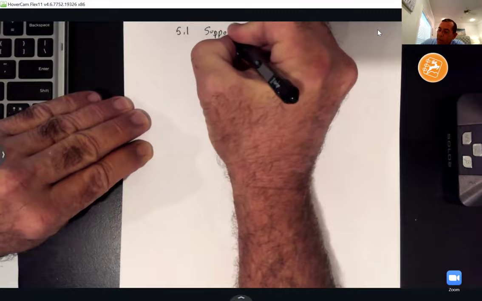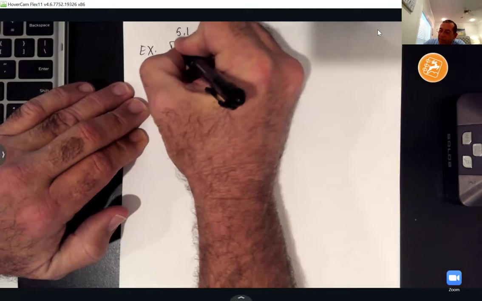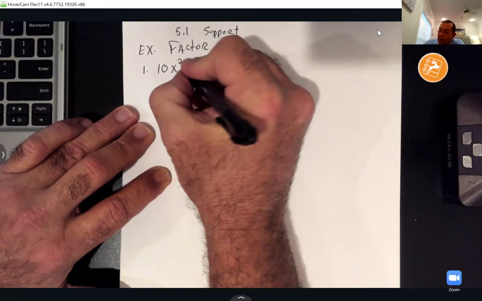All righty, so next we're going to get into 5.1 support. I wanted to do these supports because they had a lot of factoring in them. So all these examples are going to say factor. So for number 1, they want me to factor 10x squared plus 5x.